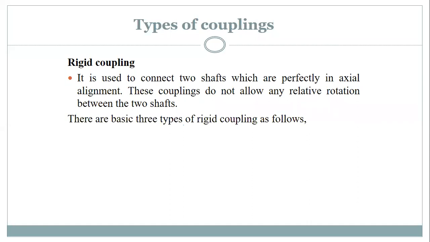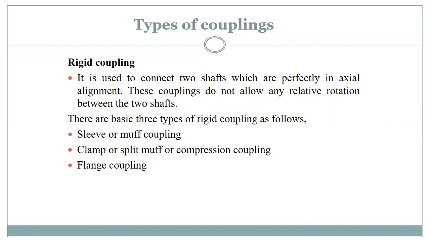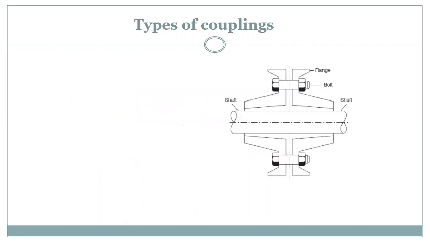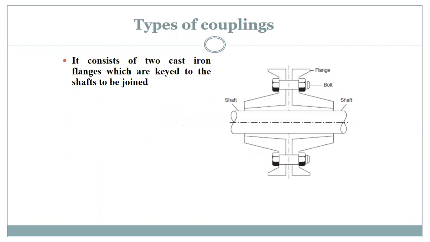So the basic three types of rigid couplings are the sleeve or muff coupling, the clamp or split muff or compression coupling, and the flange coupling. We are going to see them in detail further. Don't worry. Further, you can see the different parts of the rigid coupling, right? These are the two shafts which we want to connect.